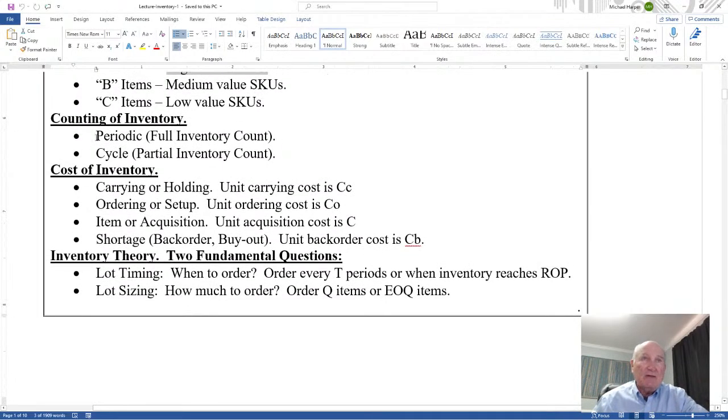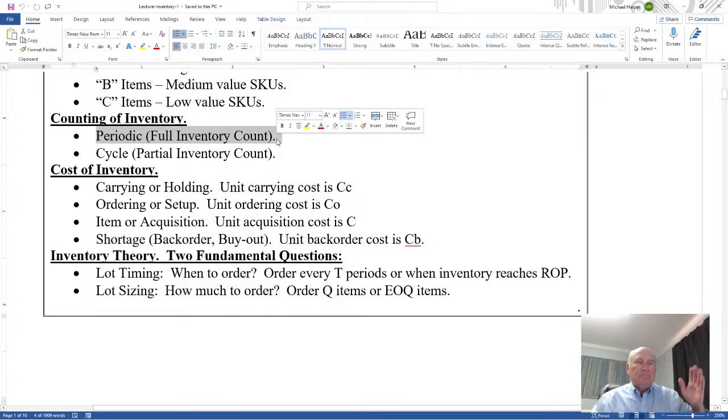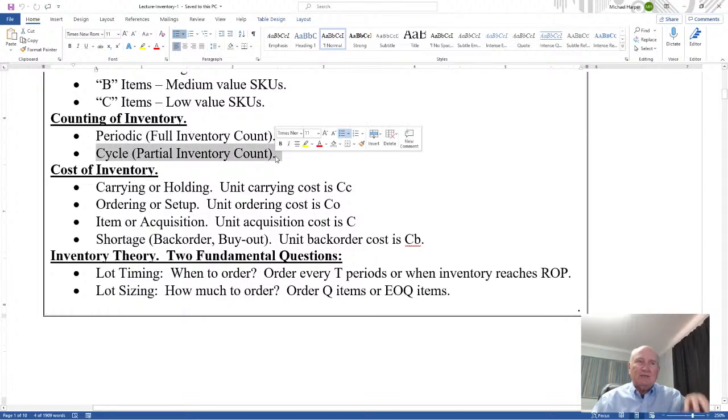Counting inventory. You can have periodic full inventory counts from the beginning to the end and count everything, or something called cycle counting. You have partial inventory counts throughout the year. For example, divide your inventory up into fourths, and every quarter count 1/4 of it. So over the year, you've counted all the inventory, but you simply didn't count it all at the same time.